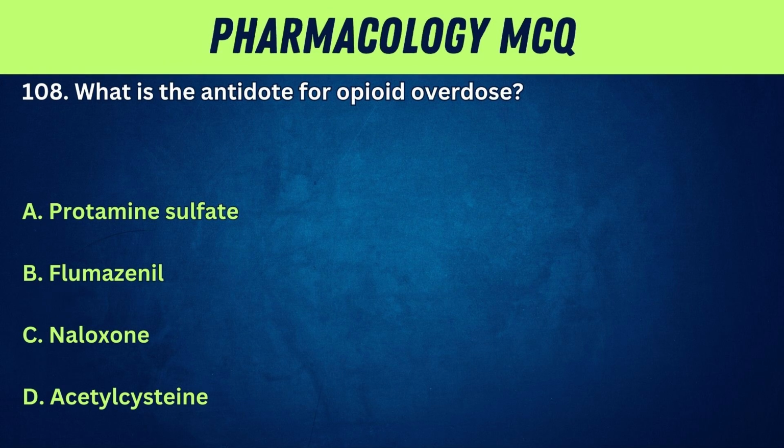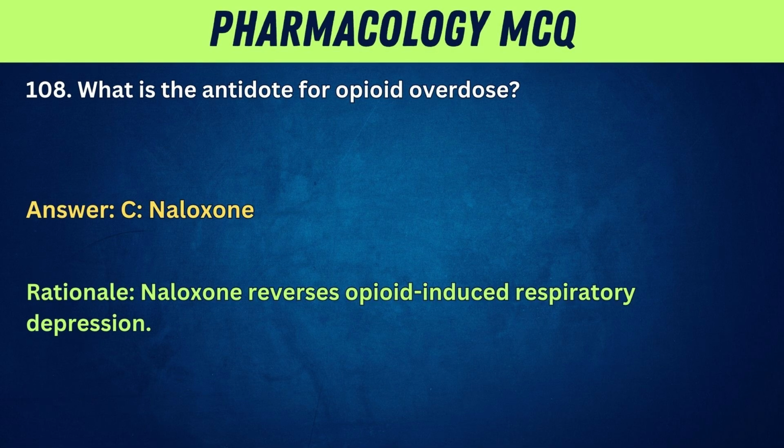108. What is the antidote for opioid overdose? A. Haloperidol. B. Flumazenil. C. Naloxone. D. Acetylcysteine. Answer: C. Naloxone. Rationale: Naloxone reverses opioid-induced respiratory depression.